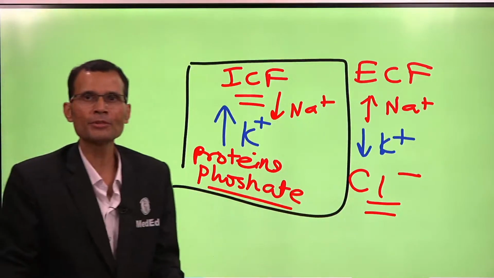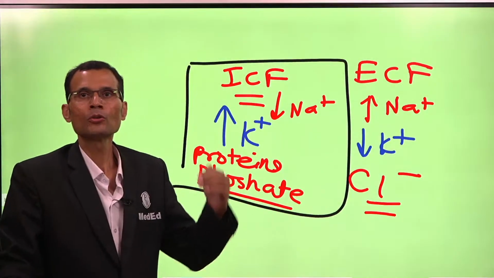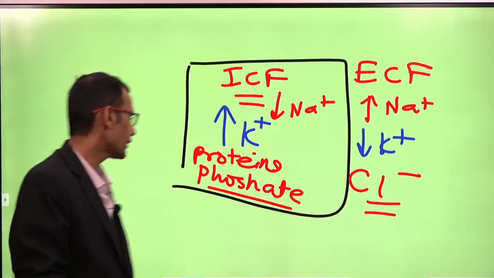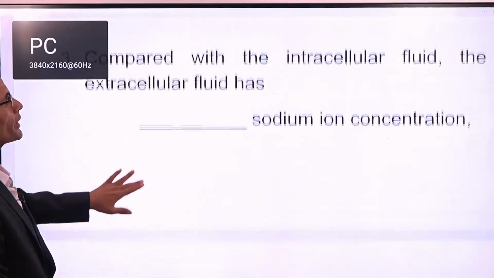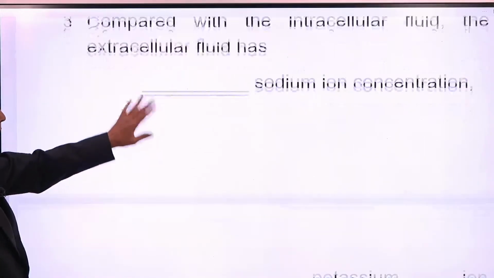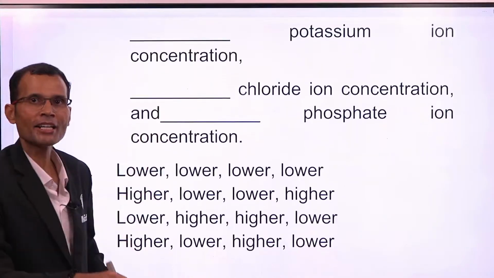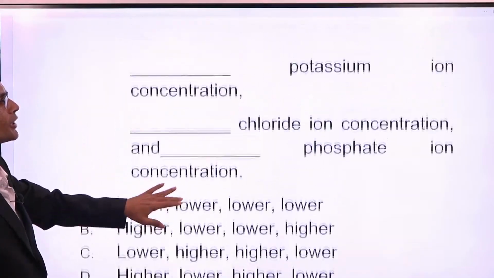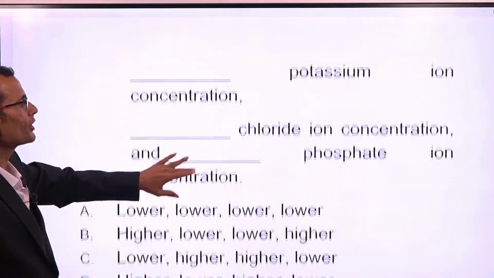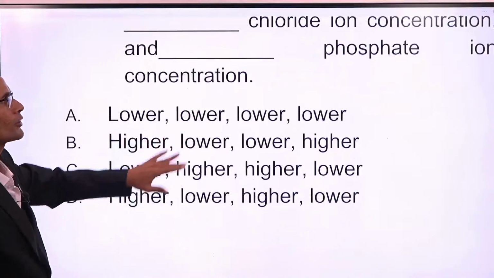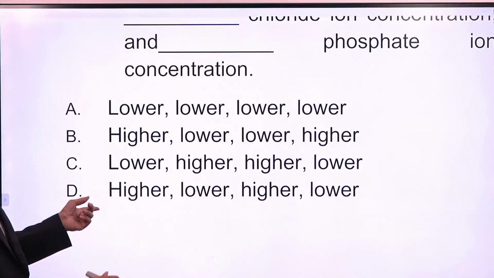So now we can solve the MCQ based on this information. Compared to ICF, the ECF has what? Sodium concentration, potassium, chloride and phosphate concentration. Let's have a look at the answer. Sodium concentration is high in the ECF. Potassium concentration is low in the ECF. Then chloride concentration is high in the ECF and phosphate concentration is low in the ECF. So your answer is high sodium, low potassium, high chloride but low phosphate concentration. High, low, high, low. So that option will be your answer, option D.